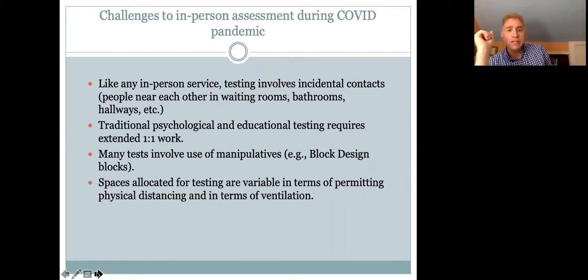And look, the spaces allocated for testing are oftentimes not great. That's true in schools, that's true in hospitals, that's true in private clinics. Even in my office where I get to make the space decisions, it's pretty true. These are oftentimes spaces that don't have windows, that don't have great ventilation, that are fairly small, etc. So it is a very difficult activity to do with appropriate precautions and distancing.